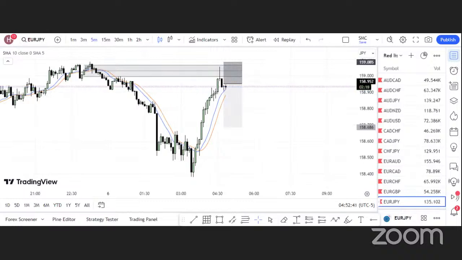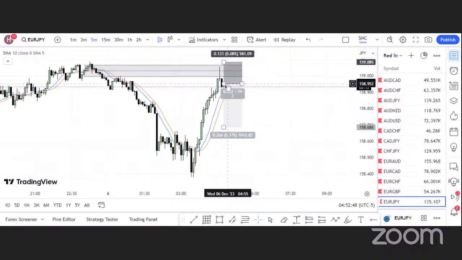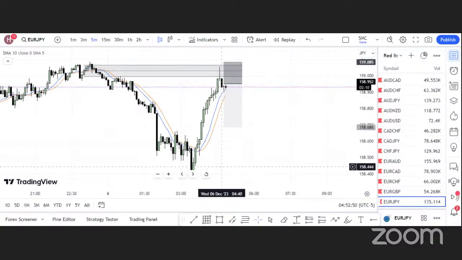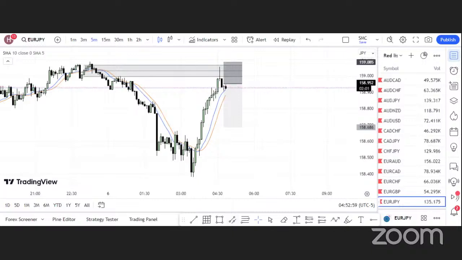So let's see how this candle closes. Let's see if we're going to get tapped in. So if we get tagged in, then we take the sell and hold our ground.